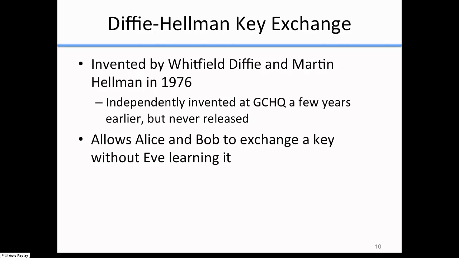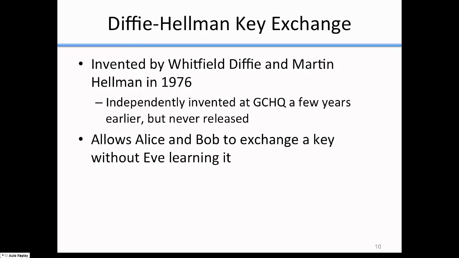So our solution is the Diffie-Hellman key exchange. This was invented by Whitfield Diffie and Martin Hellman in 1976. Ironically, it was independently invented at GCHQ, which is the British government spy agency, a few years earlier, but they never released it because for them it was a national secret. Some of their math guys invented this same protocol but never released it, and then a few years later, independently, Diffie and Hellman also discovered it, and they did release it.